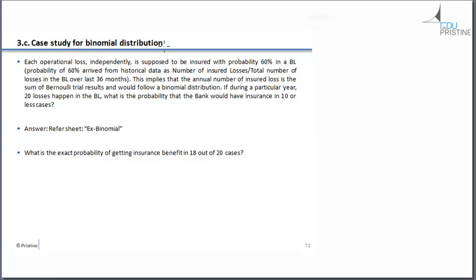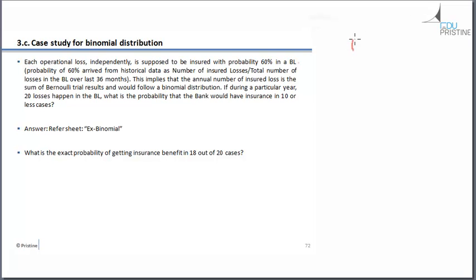Let's try to understand binomial distribution by means of a case study. So the problem is like this. Each operational loss independently is supposed to be insured with probability 60% in a BL. BL stands for a business line, so the probability of 60% arrived from historical data as the number of insured losses divided by the total number of losses in the business line over the last 36 months.